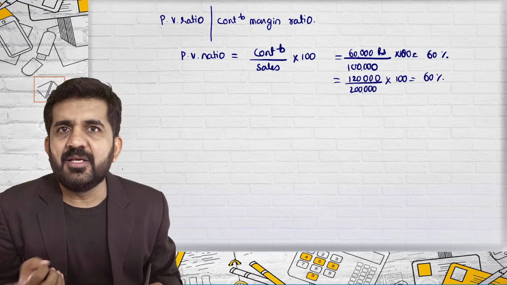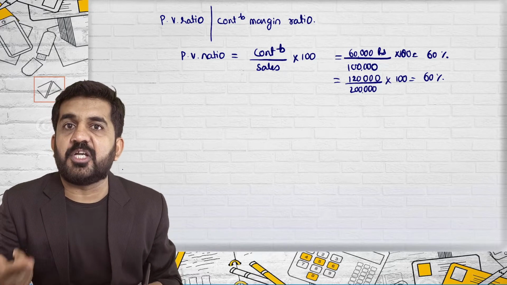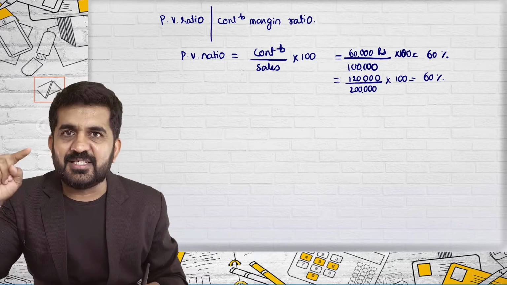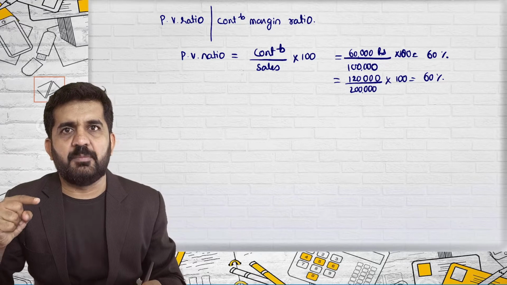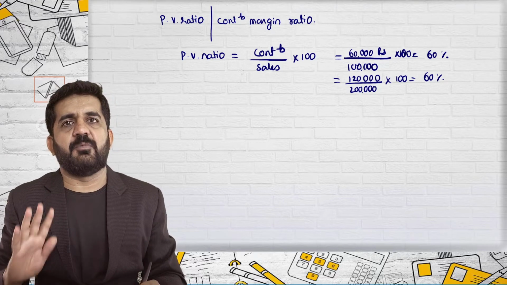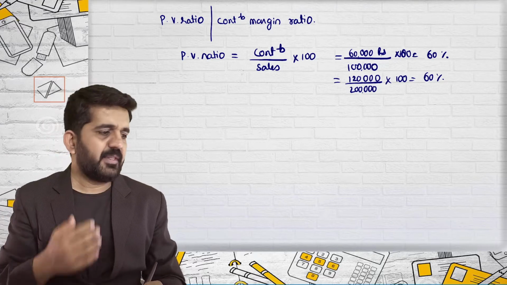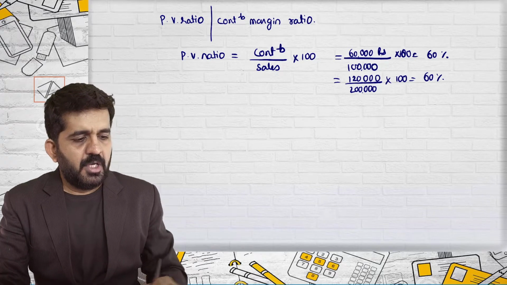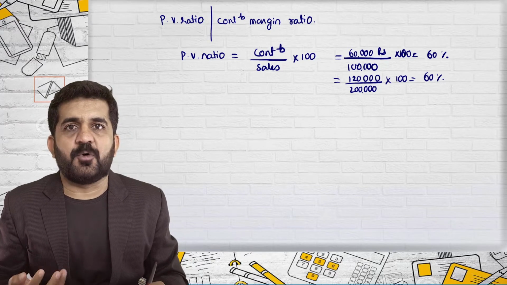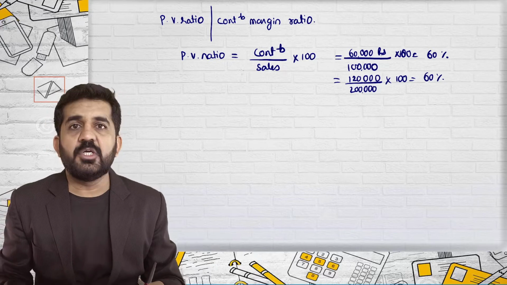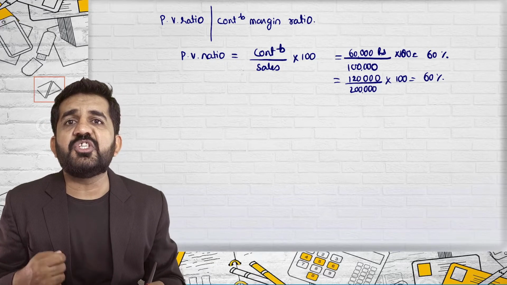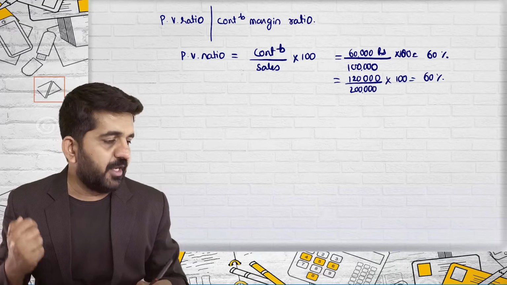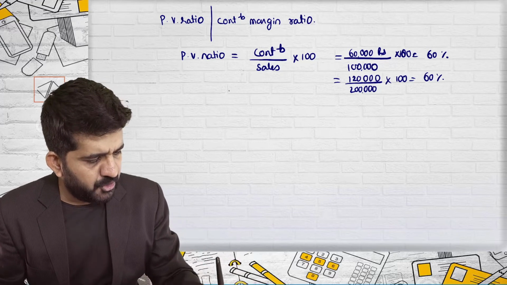What does this mean? My variable cost is 40% of sales. Sales is 100%, then variable cost will be 40% and 60% will be contribution. PV ratio will become a base for solving marginal costing questions. So let us try out each and every method by which we can find out PV ratio.